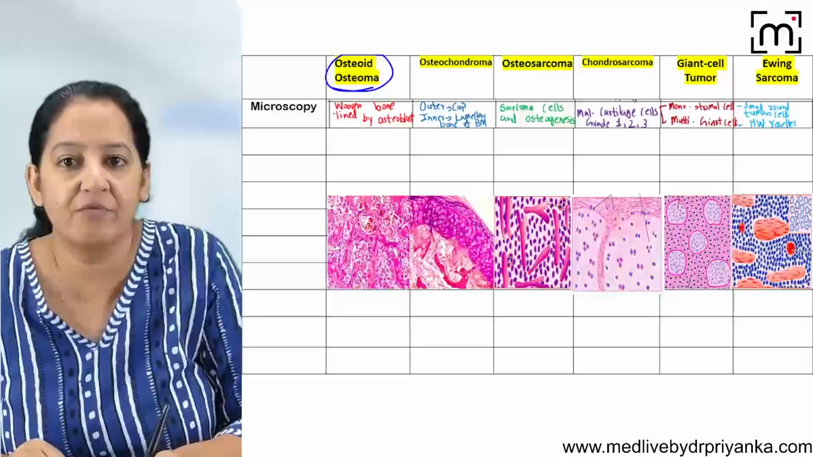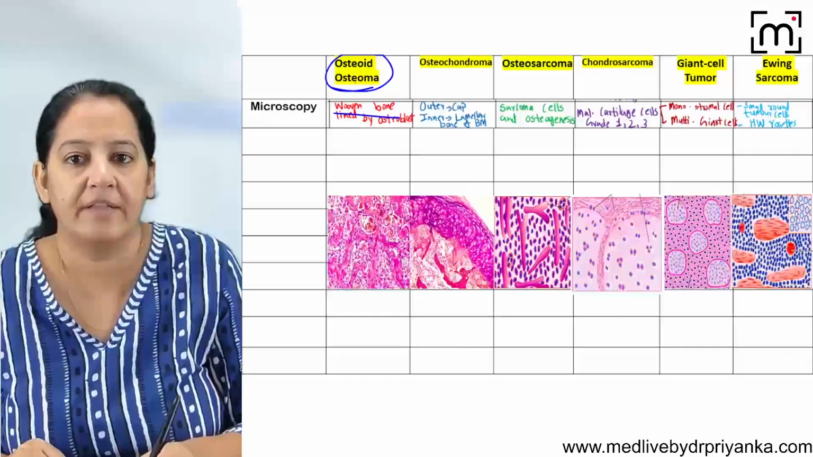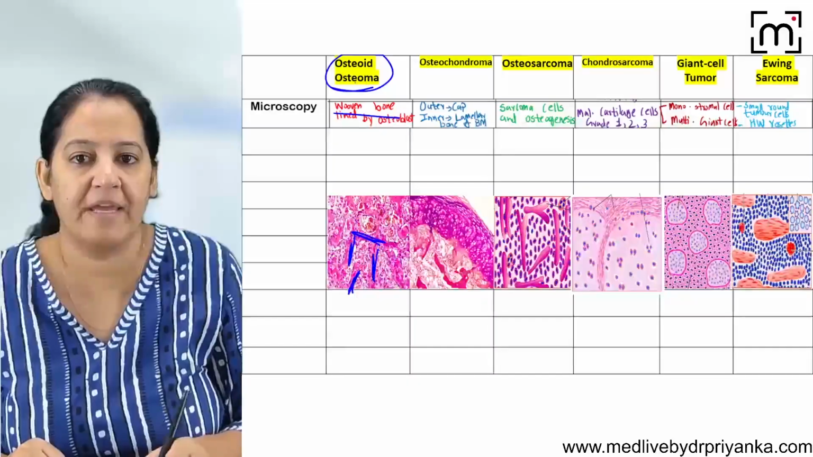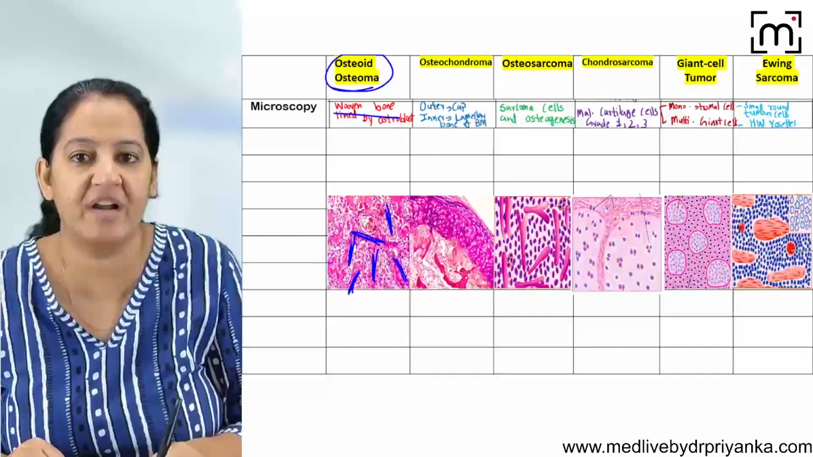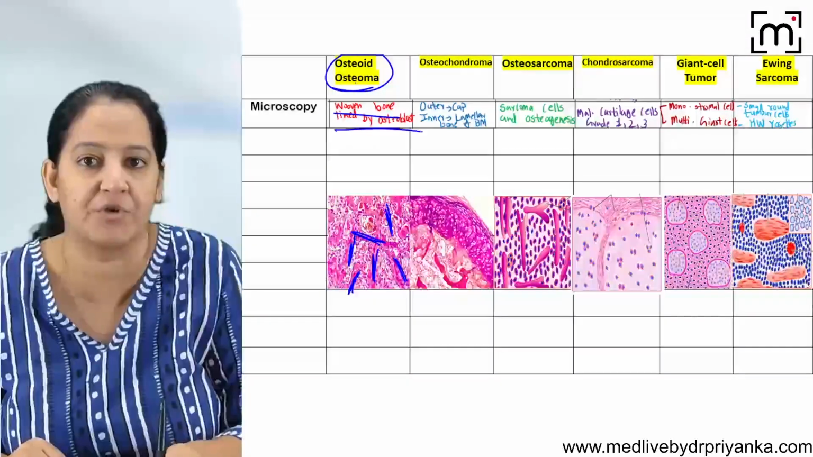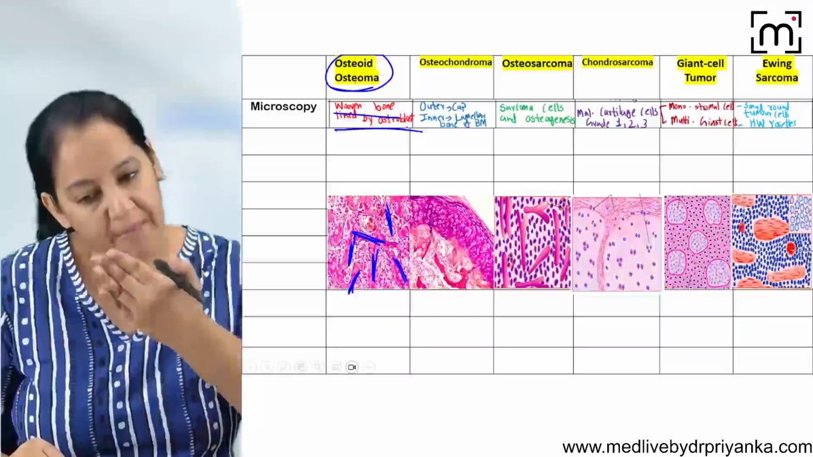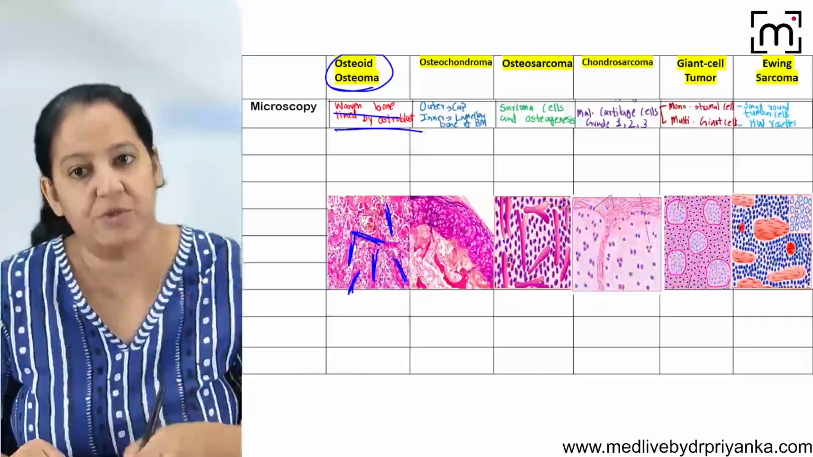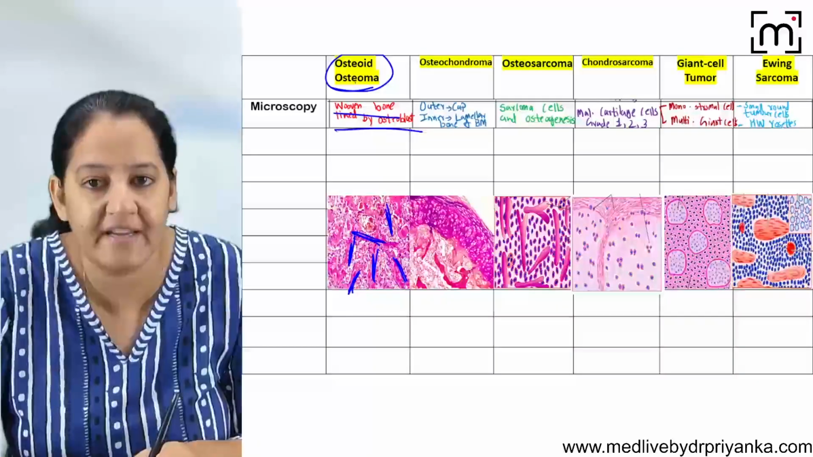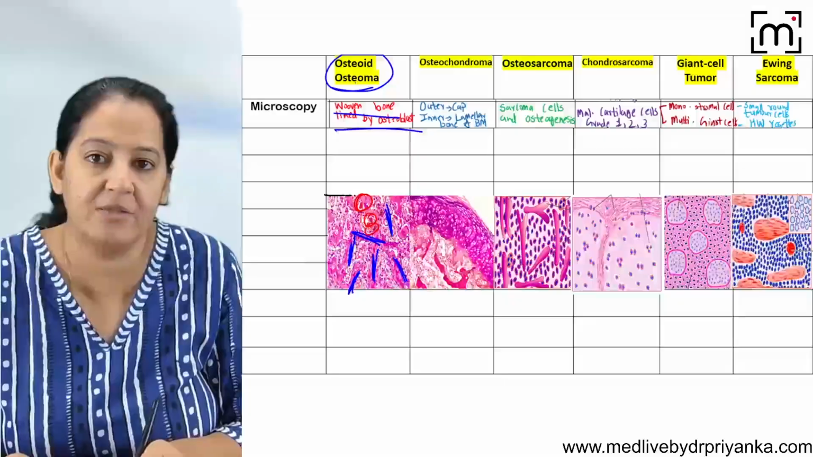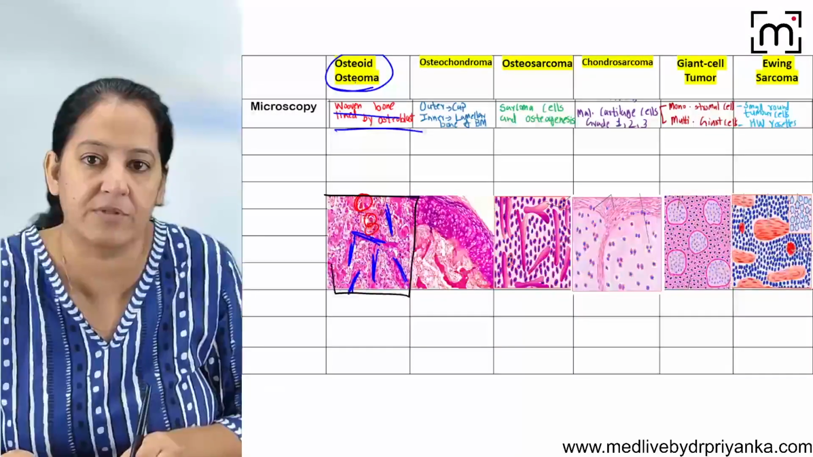You can see there is a woven bone in the form of the trabeculae. Appreciate the woven bony trabeculae, which are lined by a single layer of the osteoblast. And the background is having loose stroma. The stroma is made up of loose connective tissue, along with dilated or congested capillaries. So we are done with osteoid osteoma.